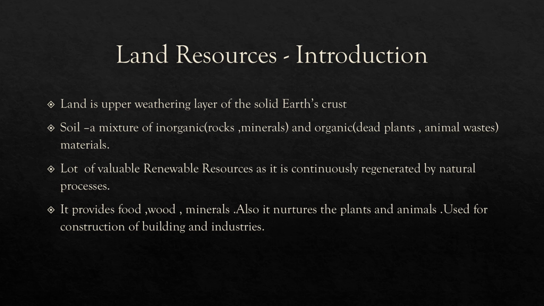Land is the most important and valuable resource for mankind as it provides food, fiber, wood, medicine and other biological materials needed for food. Land is the upper weathering layer of the solid earth crust. The soil is a mixture of inorganic materials and organic materials. Inorganic materials such as rocks and minerals, organic materials such as dead plants and animals.